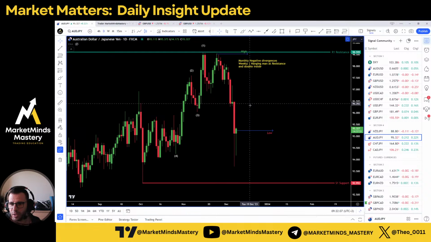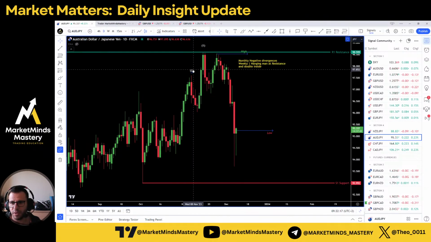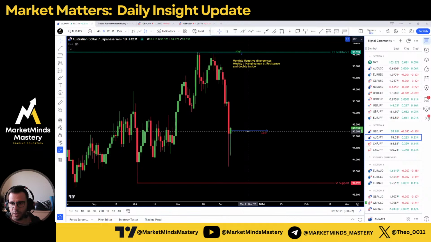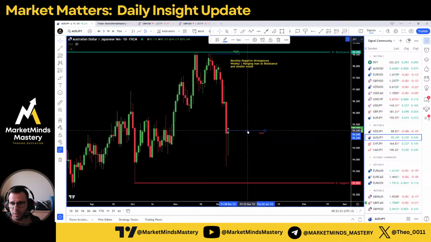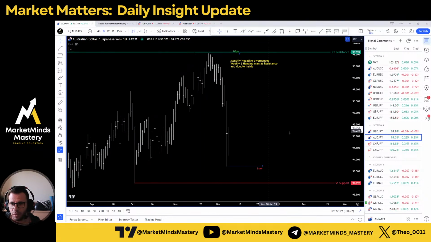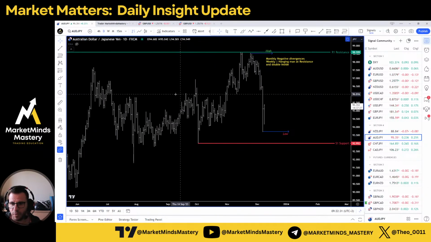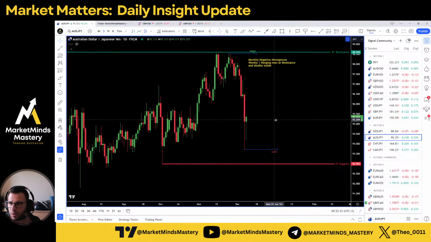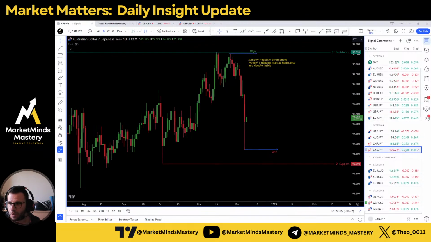Australian dollar, Japanese yen. Same thing, although the Australian dollar respected these support levels here, so these are not for any use anymore. This low has to move down there.